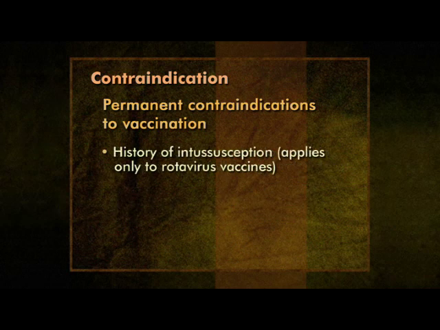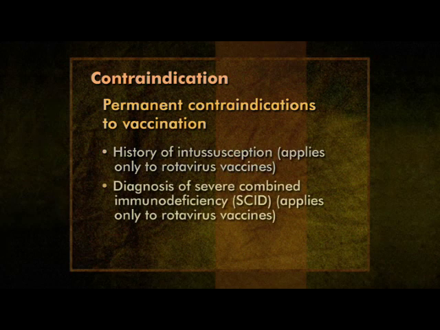The third permanent contraindication applies only to rotavirus vaccines. It is a history of intussusception. This contraindication was added in 2011 because infants who have developed intussusception appear to be at higher risk of another episode of intussusception. Also, some studies suggest that infants who receive rotavirus vaccine are at increased risk of intussusception. We will discuss this issue in more detail in the rotavirus module of the program.